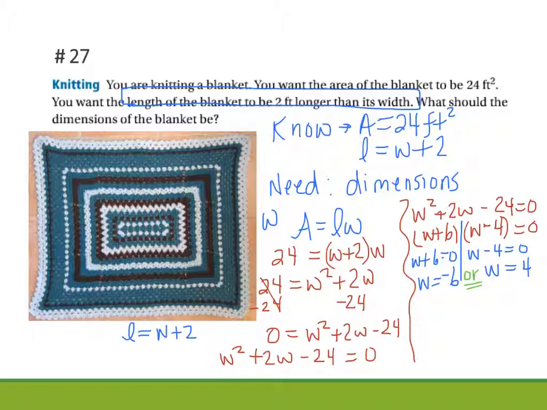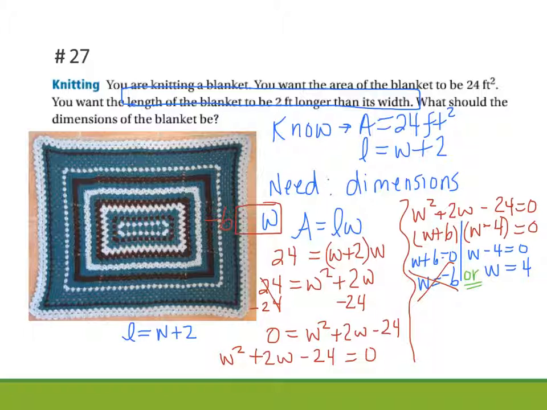Now, do both of those dimensions make sense? Well, let's think about it. If W equals negative 6, that means that the length or the width here would be a negative number. Is that possible? No, that is not possible. So that means that W equals negative 6 is ruled out. It can't possibly be a solution.